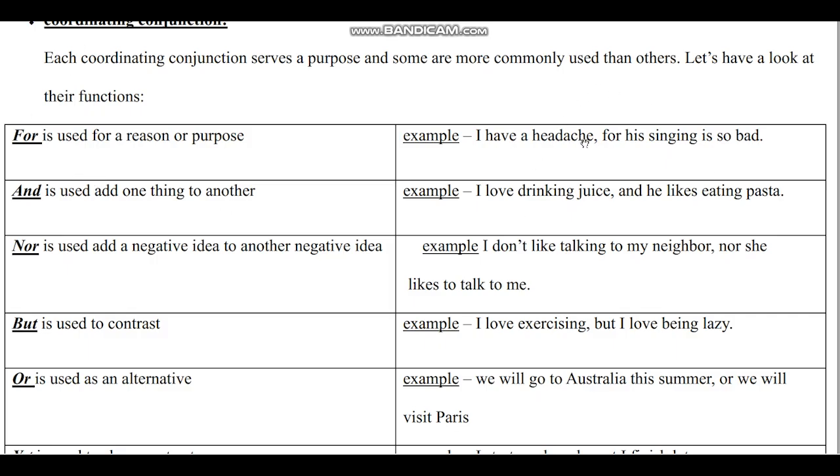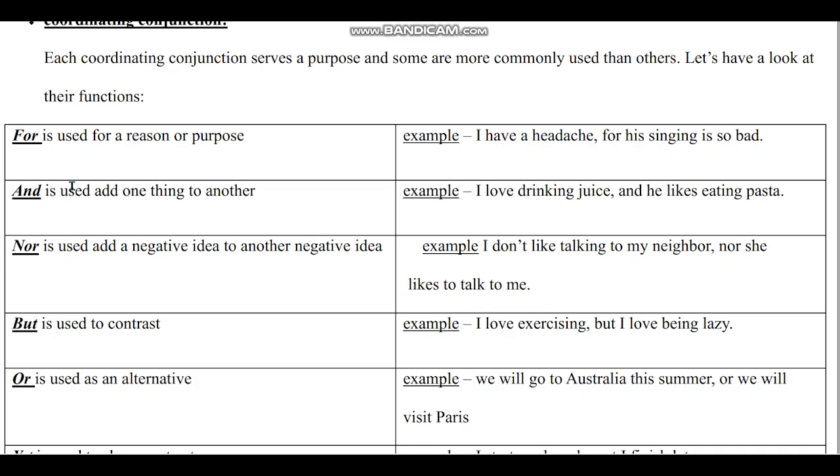So I have a headache. Look, this is the first clause. I have a headache, comma, for his singing is so bad. You have to notice that we have two clauses here, two subjects, I and his singing, and two verbs, have and verb to be, is. Okay? So we connected two clauses by a comma and the coordinating conjunction, which is for.